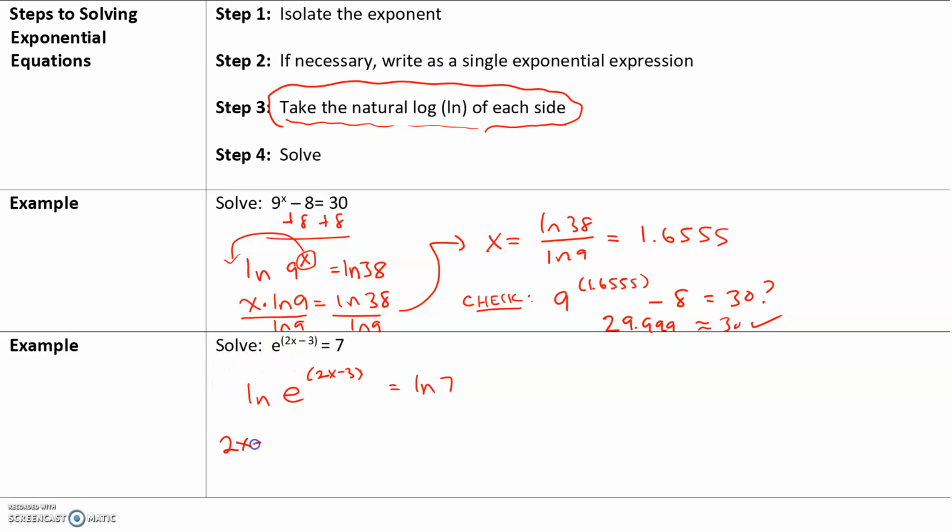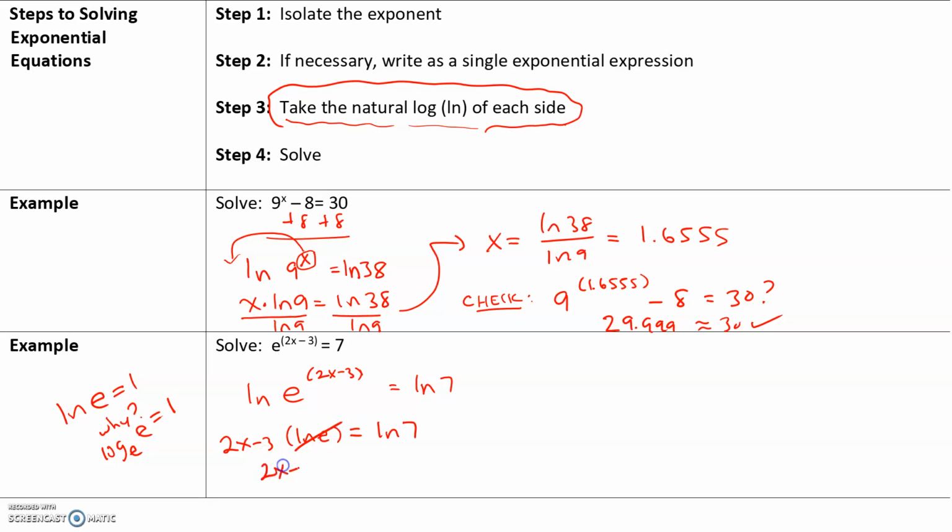So we have (2x minus 3) times the natural log of e equals the natural log of 7. ln e, the natural log of e, is equal to 1. So remember that. Why? Because remember, natural log is log with base e. So this is saying log base e of e, and we learned that property that if you have the same base and the term that you take the log of is the same, then that equals 1. So ln e is equal to 1.